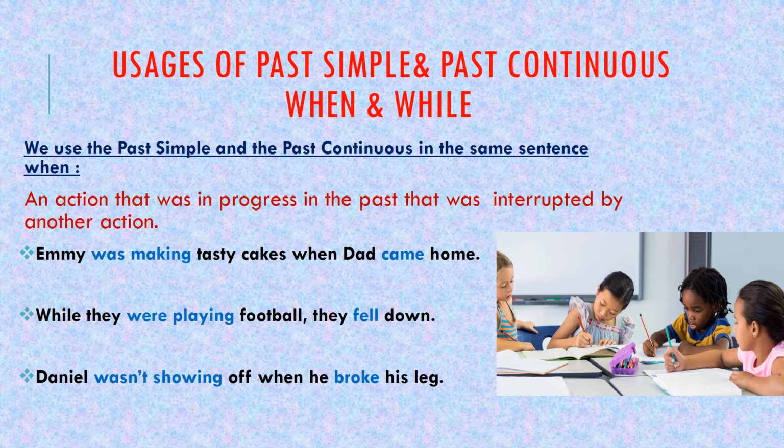Another example. Daniel wasn't showing off when he broke his leg. Where is the action in progress here? Showing off. This is why it is in the past continuous. And the action that interrupted it, breaking his leg, is in the past simple.